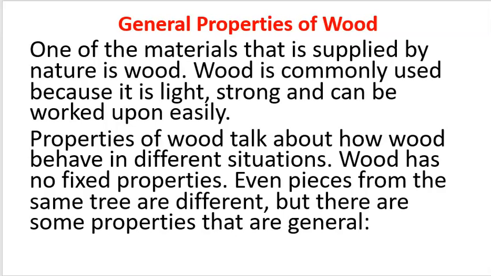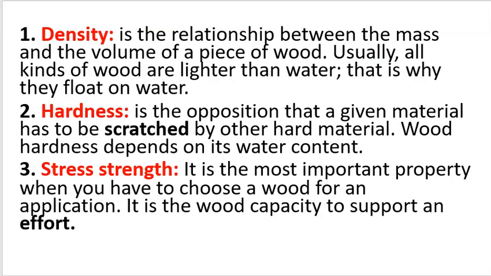Properties of wood talk about how wood behaves in different situations. Wood has no fixed properties. Even pieces from the same tree are different, but there are some properties that are general, that is common to all wood. Number 1 is density. It is the relationship between the mass and the volume of a piece of wood. Usually, all kinds of wood are lighter than water. That is why they float in water.